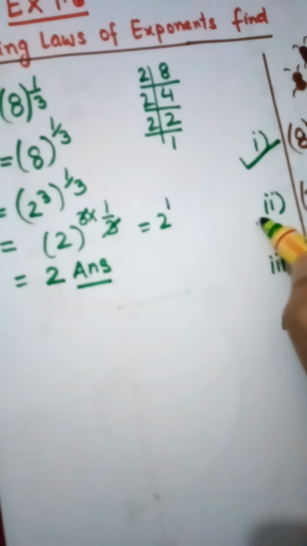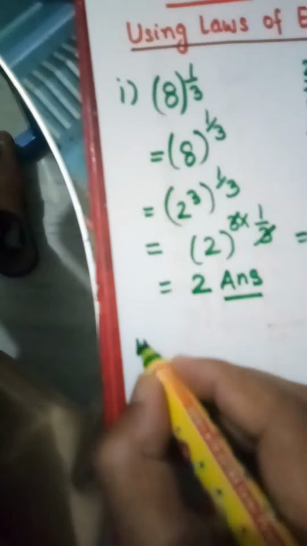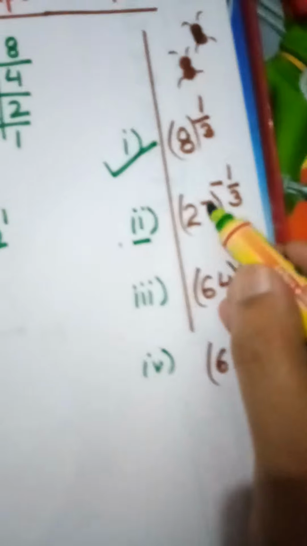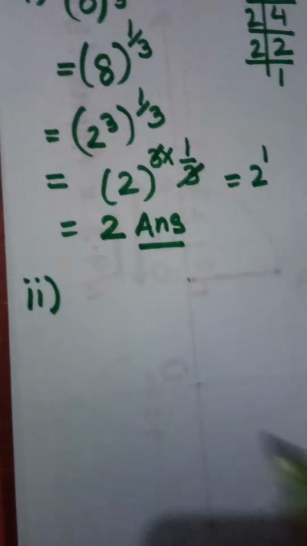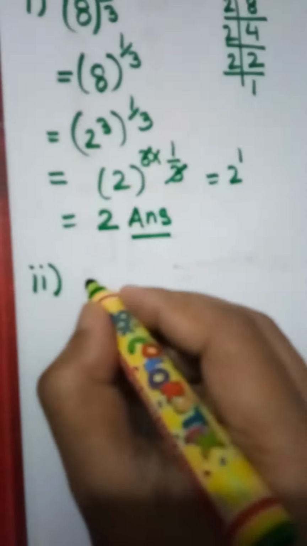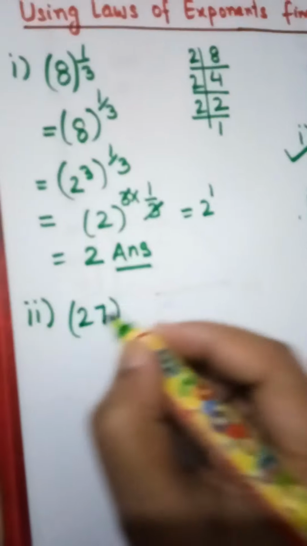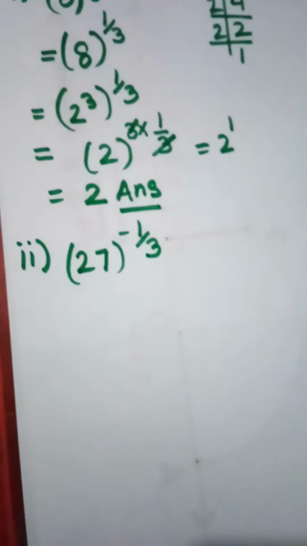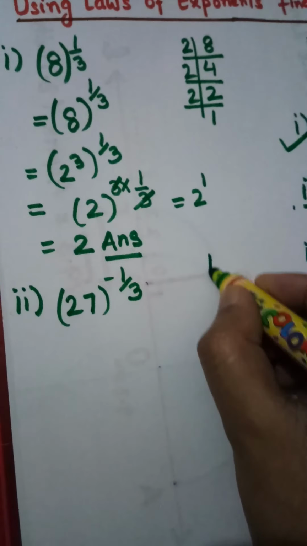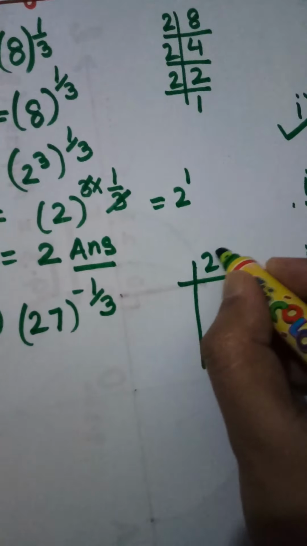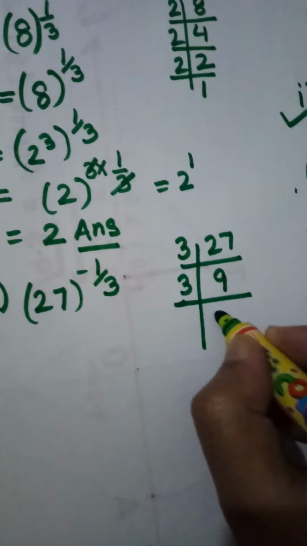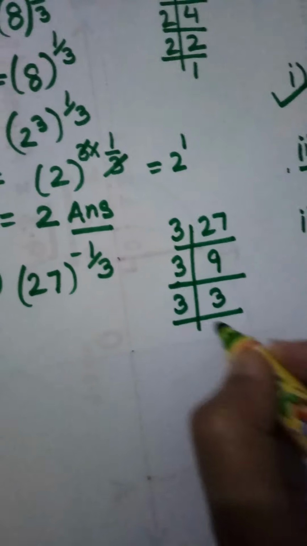Let's have the second part now. Second part is 27 raised to power minus 1 upon 3. It is in negative, so minus 1 upon 3. So 27 raised to power minus 1 upon 3 is our given number. Now can we factorize 27 over there? Yes. It will go at the table of 3: 9 threes are 27, then again 3 threes are 9, then with 3 again, you'll get 1.